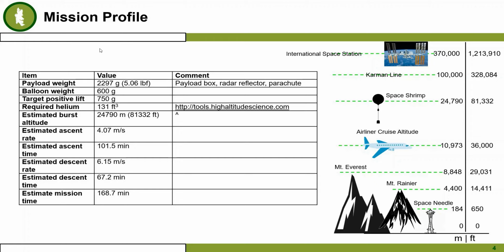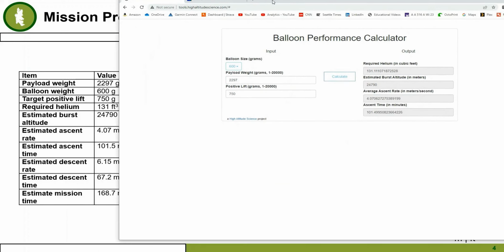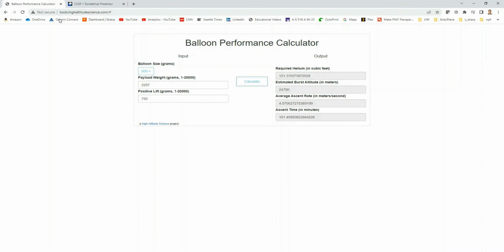So what we can do now, armed with these first 3 numbers, is actually run over to a website, and I'll pull that website up right here just to show you. There's a great website called highaltitudescience.com. They have a lot of information about weather balloons, and one of the tools that they provide is this balloon performance calculator. You basically put in all of this information, like how much the empty balloon weighs, how much your payload weighs, what your positive lift is, and you go ahead and calculate it.